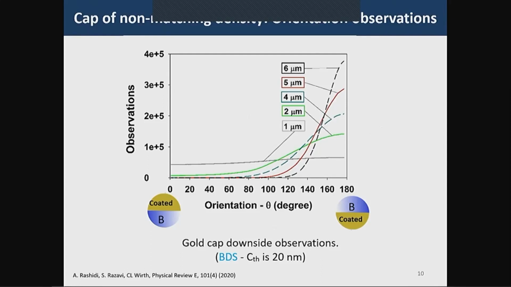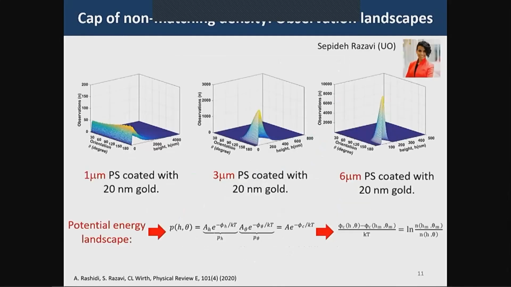So what I'm showing here are observations as a function of orientation, and you can see at these experimentally relevant conditions, between 1 and 6 microns in size of the particle, with a gold cap of 20 nanometers, which is very typical, you do actually get strong orientational quenching of the Janus particle. And then we can do things like vary particle size, and we saw again that the particle size really does drastically affect this orientational quenching.